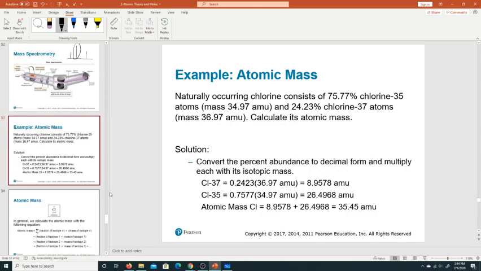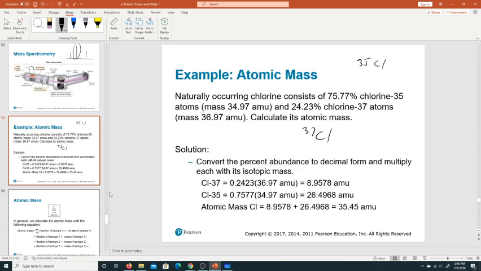So look at the example here. Naturally occurring chlorine consists of 75.77% chlorine with mass number 35, so that's 35Cl, and it has a mass of 34.97 atomic mass units, close to 35. It's 24.23% chlorine 37, so that's 37Cl, that's the mass number. Its mass is 36.97 atomic mass units.